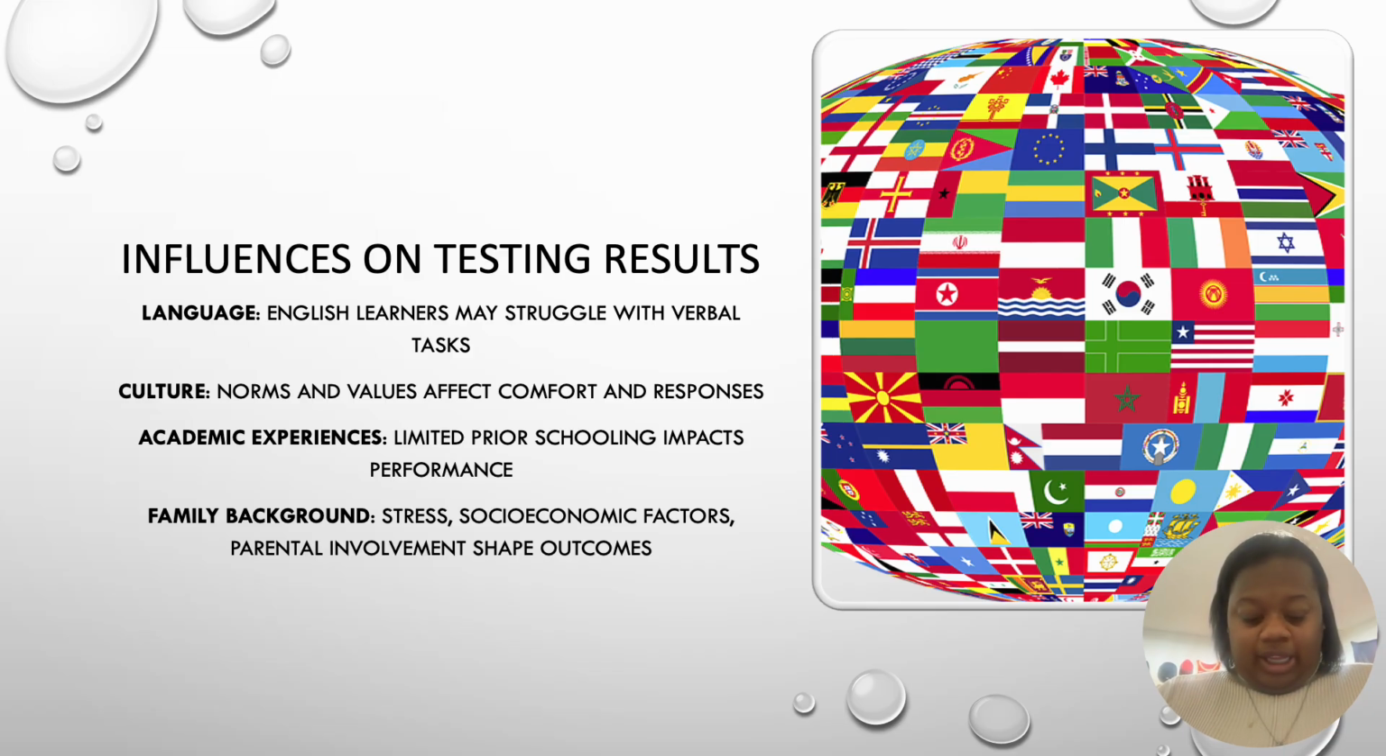When evaluating, the team must also consider language, culture, academic experiences, and family background. For example, a child who speaks another language at home may score lower on the English reading test, but that doesn't mean they have a disability. A child who hasn't had many books at home may struggle with reading at first, but with support, they can catch up. These factors are critical to making fair and adequate eligibility decisions.